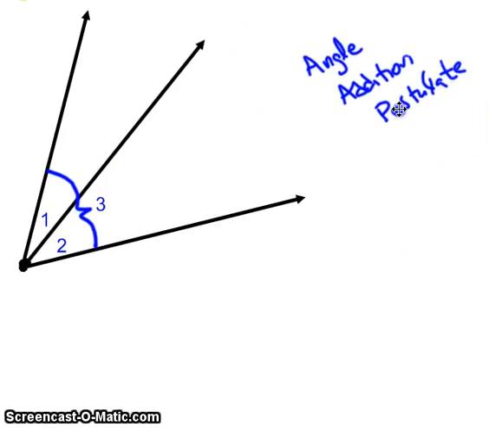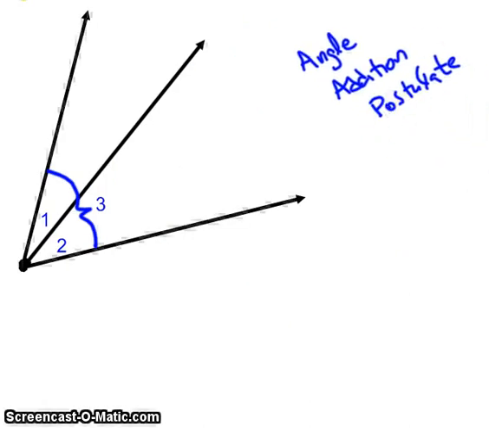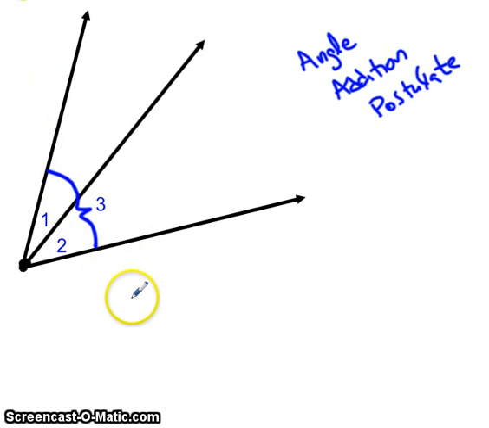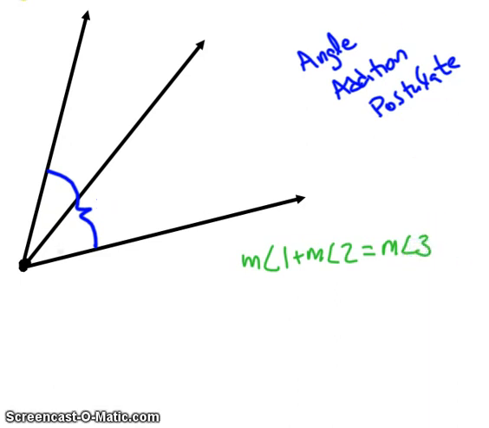The book's definition of the angle addition postulate is unnecessarily complex, I think. So what you may want to do for your notes is just draw the following sketch and then put down the following. Basically, when you have adjacent angles, you could say something like the measure of angle 1 plus the measure of angle 2 is going to be equal to the measure of angle 3.